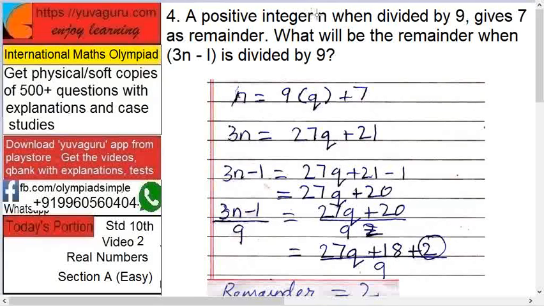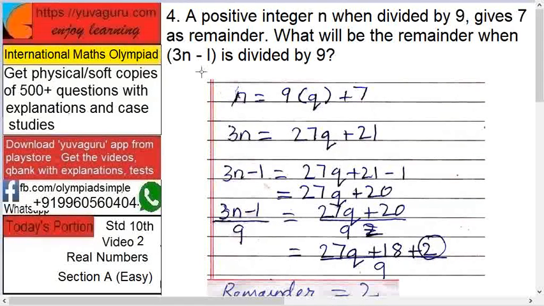Similarly, if this number, instead of 25, is 34, then it is 9 into 3 plus 7, right? It means if the integer is n, then it will be 9 into q, where q is again an integer, plus 7. Now what we want is 3n minus 1. So n equals 9q plus 7, so 3n equals 27q plus 21, right? Clear up to this point?